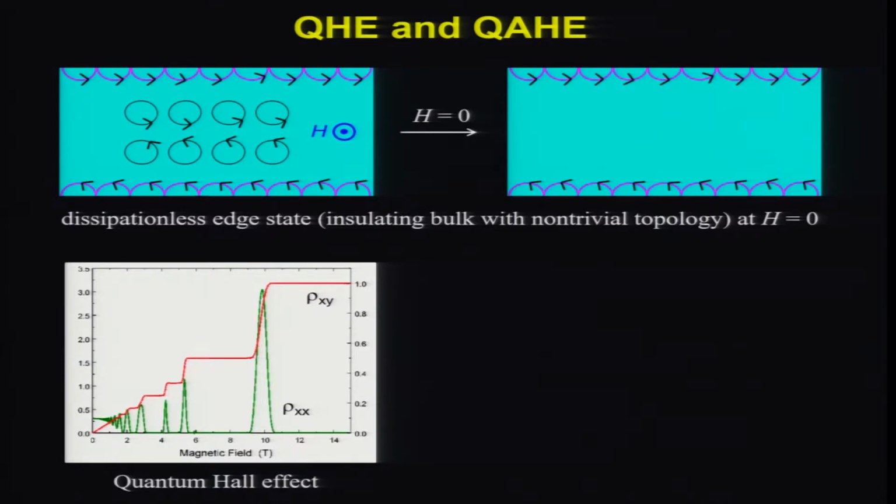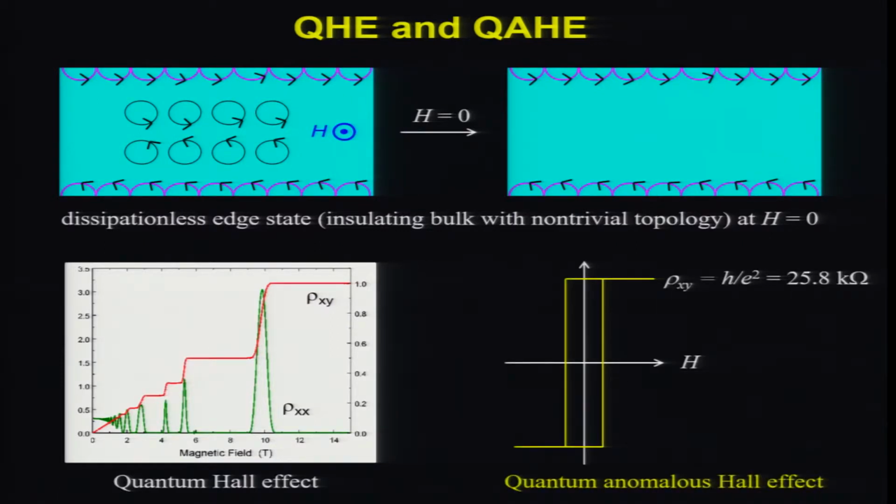Experimentally, what we look for is that even in zero magnetic field, there will be a finite Hall resistance, which is quantized. It will have this quantum resistance of 25.8 kilo-ohm. So this basic behavior is very similar to the anomalous Hall effect, except now it's quantized even in zero magnetic field. That's the experimental signature we are looking for in the so-called quantum anomalous Hall effect.